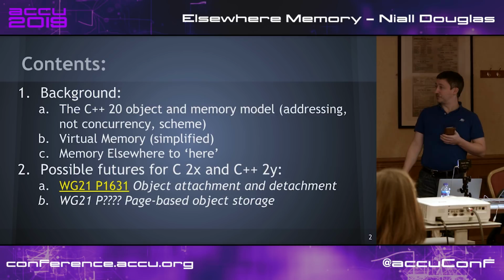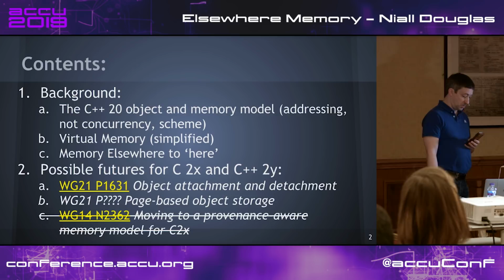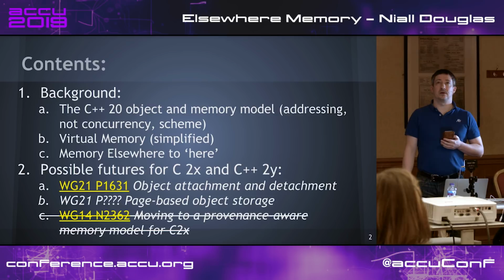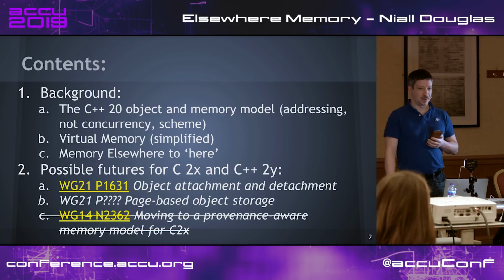And then what I will not be talking about, even though I really planned that I was going to, was the provenance-aware memory model for C2X. So I don't know if you guys are aware, but C has been working on a reform to how pointers can be interpreted to alias memory or not, right? And you kind of go, ooh, this sounds really, really worrying, because how much code's going to break, okay?